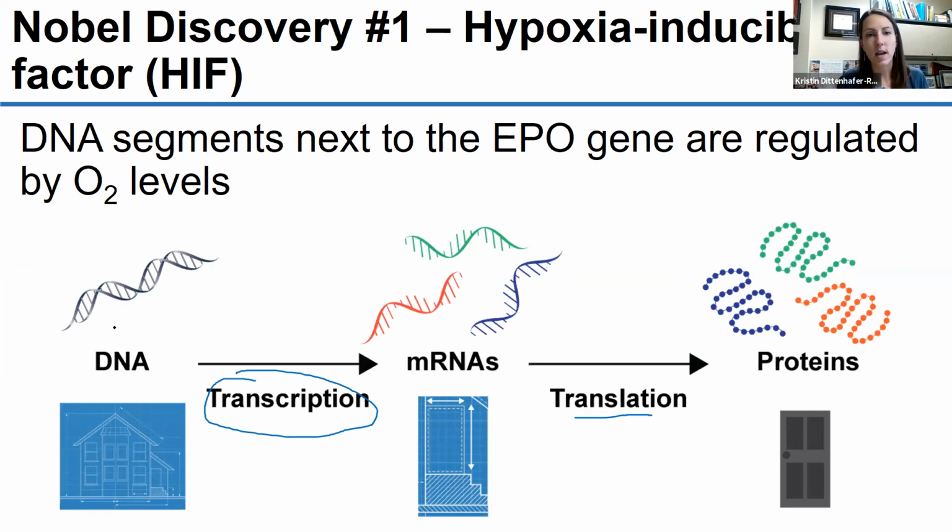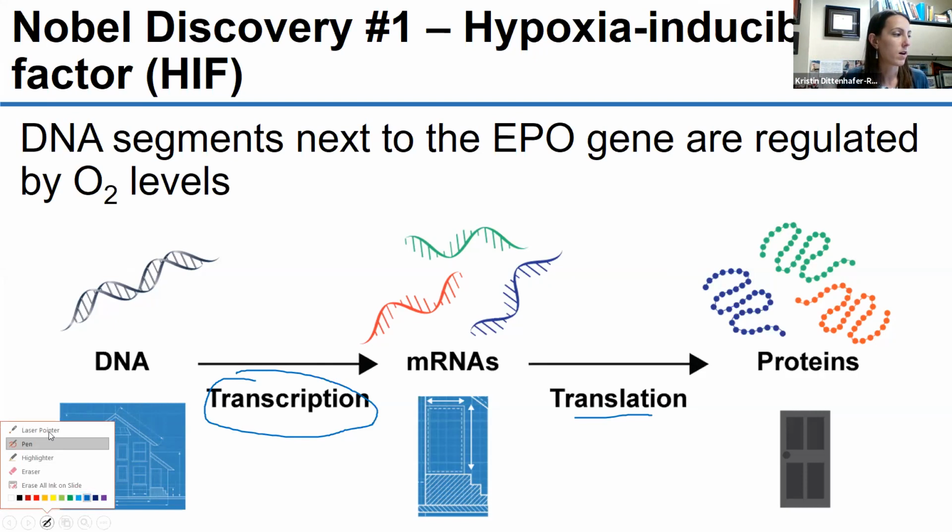So we have DNA inside of our nucleus. It holds all of our genetic information, our genes and the regions around those genes that say whether that gene should be transcribed at high levels or low levels, things like that. We can think about DNA as being the blueprint for our whole house. So we have a blueprint for a whole house here. That's like our DNA.